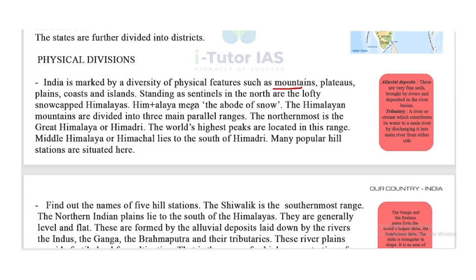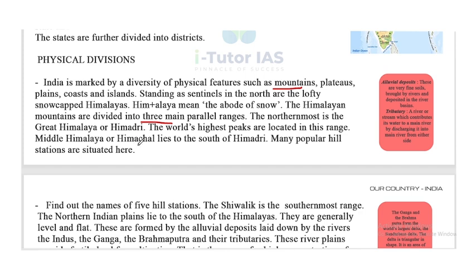Him plus Alaya means the abode of snow. The Himalayan mountains are divided into 3 main parallel ranges. The first one, the northernmost range, is called Great Himalaya or Himadri. Now, the world's highest peaks are located in this range, in Great Himalaya or Himadri.